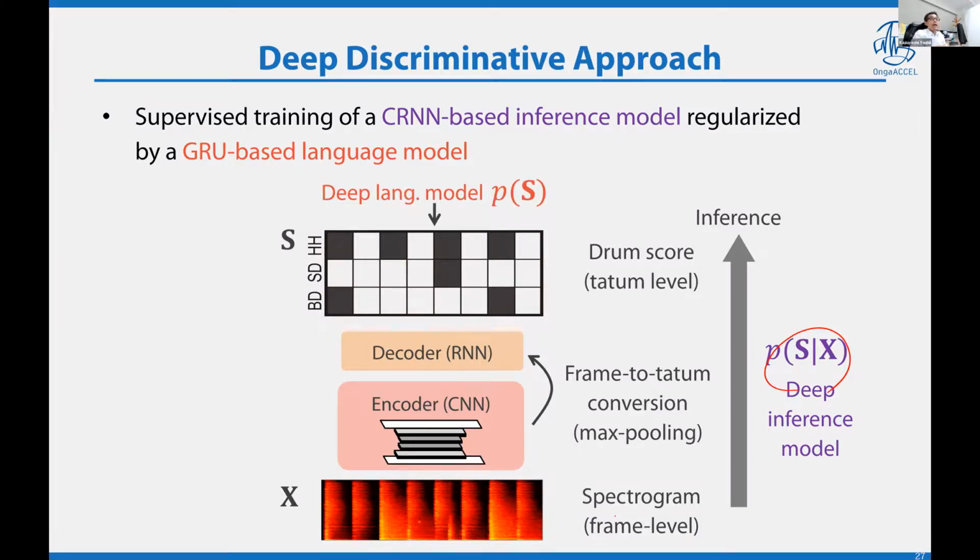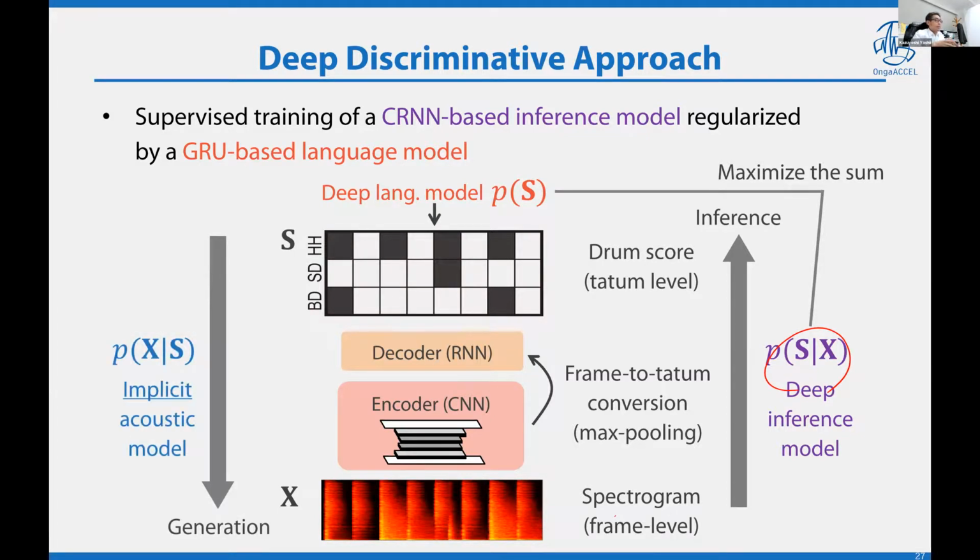But in this study, we incorporate a deep language model to regularize this deep inference model. And we maximize the sum of these two scores. The language model evaluates the musical naturalness of the estimate, the output of the network, and using the ground truth data, we can evaluate the accuracy of the output of the network. So the sum of the accuracy and the musical naturalness is maximized in this regularized training framework.